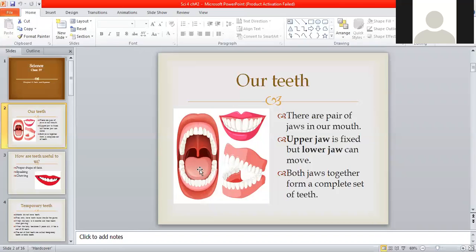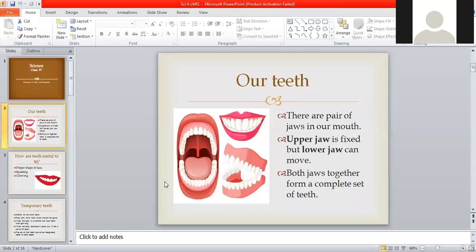Complete set of teeth. There are three different pictures here. One is an open mouth. Second, a smiley teeth face you are going to see. Then there are two different jaws completely visible. First is, again I'm saying, upper jaw, second is lower jaw. These two jaws together form a complete set of teeth.